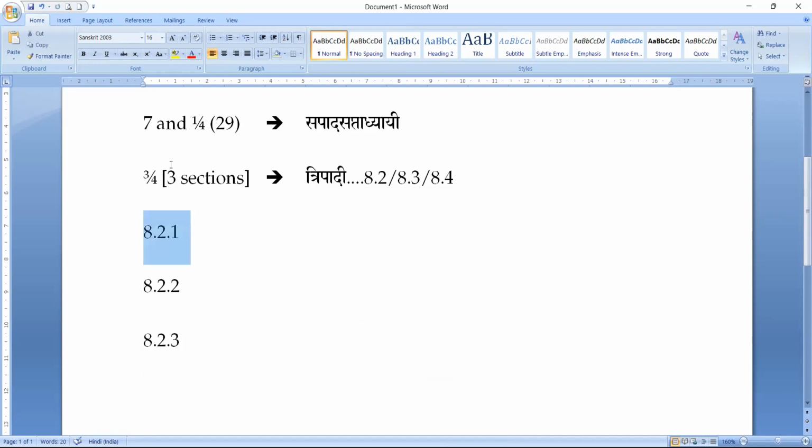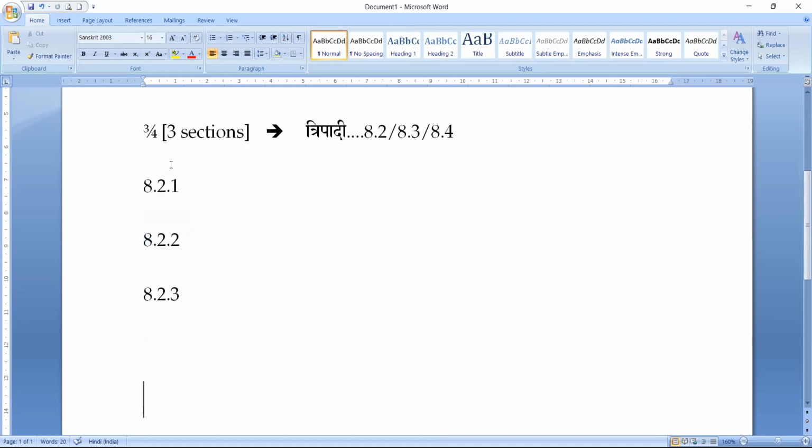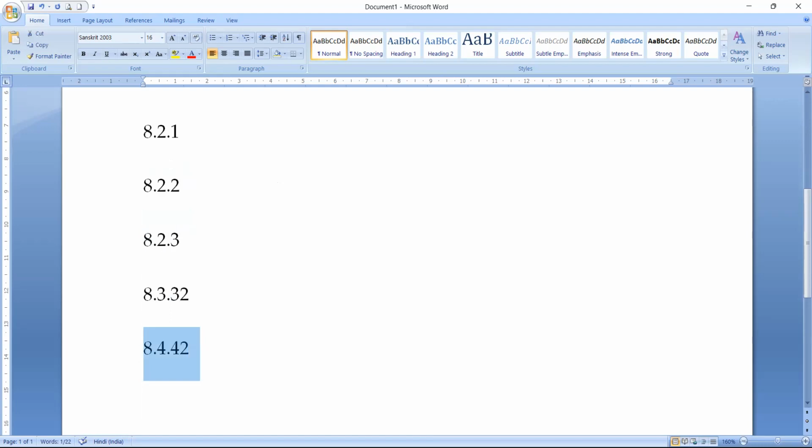So first is 8.2.1, the first sutra of the second section of the 8th chapter. Suppose after 8.2.3, the sutra that applies is in the 8th chapter, 3rd section, 32nd sutra. No other sutra in between finds application, so you apply it. Then after that, 8th chapter, 4th section, 42nd sutra, if it applies, and no other sutras in between are applicable, you apply it. So applying 8.2.1, 2, 3, then 8.3.32, 8.4.42, you get the final form, whatever it may be. Understand? This is how we have to apply.